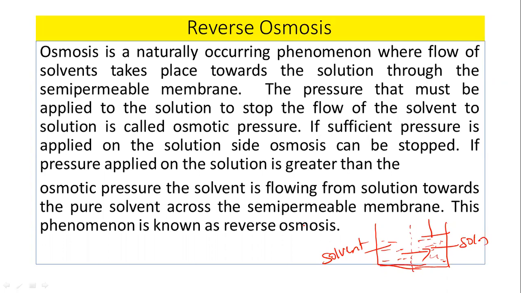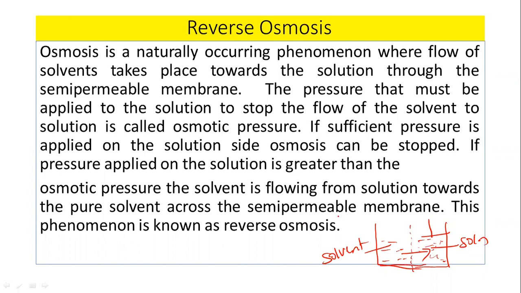Osmosis is a naturally occurring phenomenon, a natural process where the flow of the solvent takes place toward the solution through the semi-permeable membrane. The pressure that must be applied to the solution to stop the flow of the solvent to the solution is called osmotic pressure, that is known to us. If sufficient pressure is applied to the solution side, osmosis can be stopped.